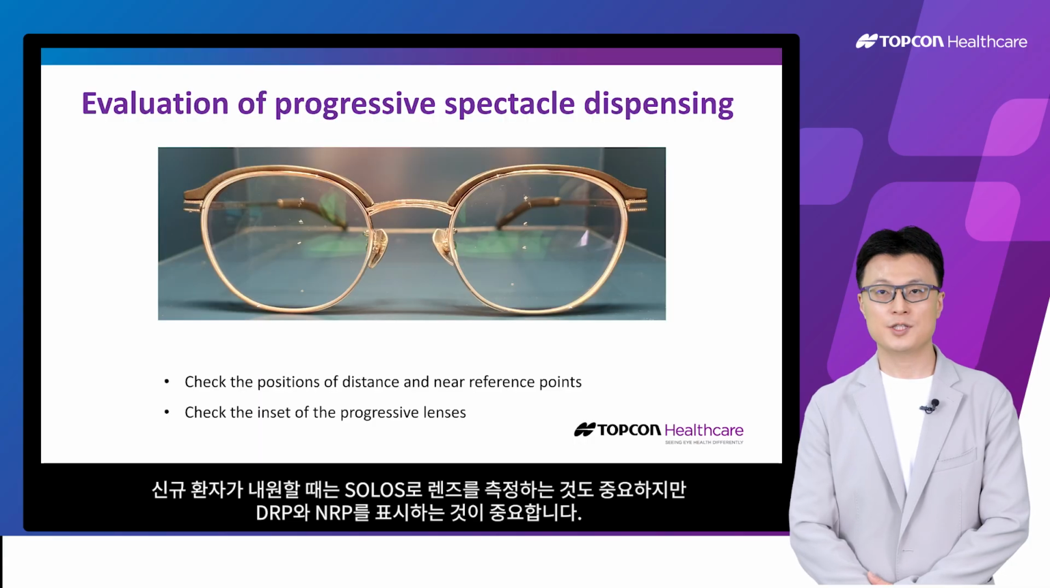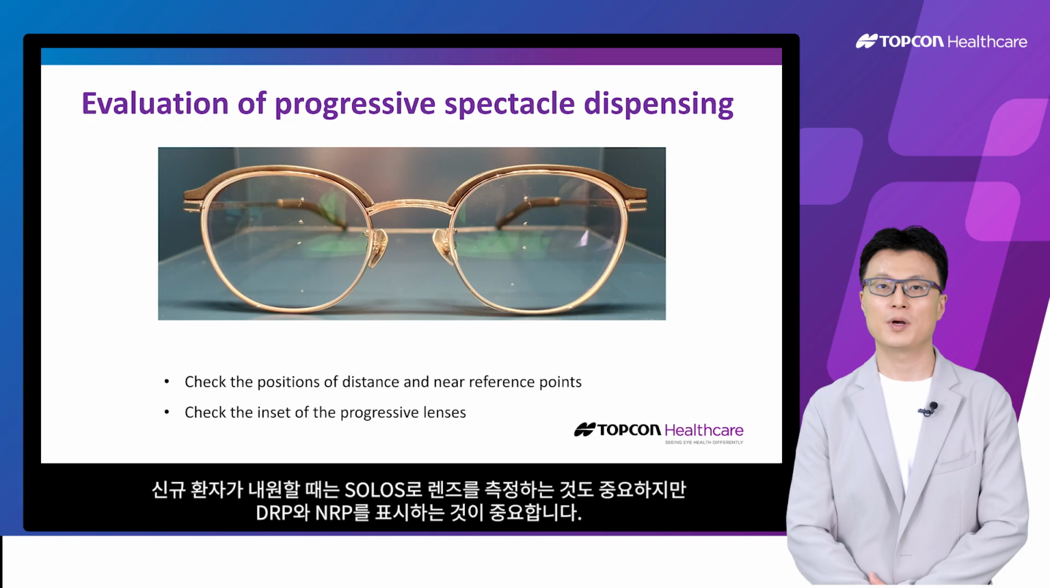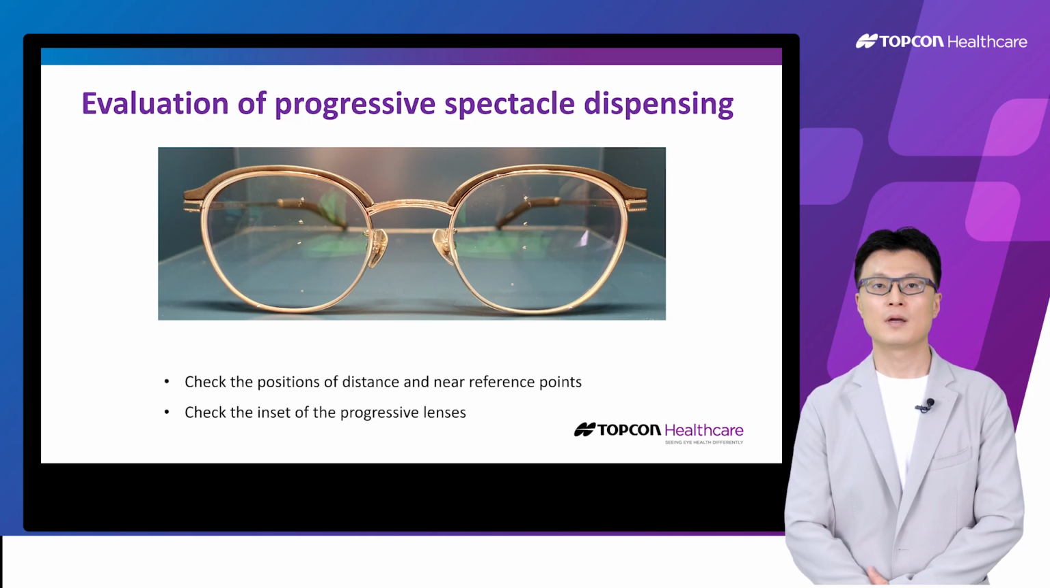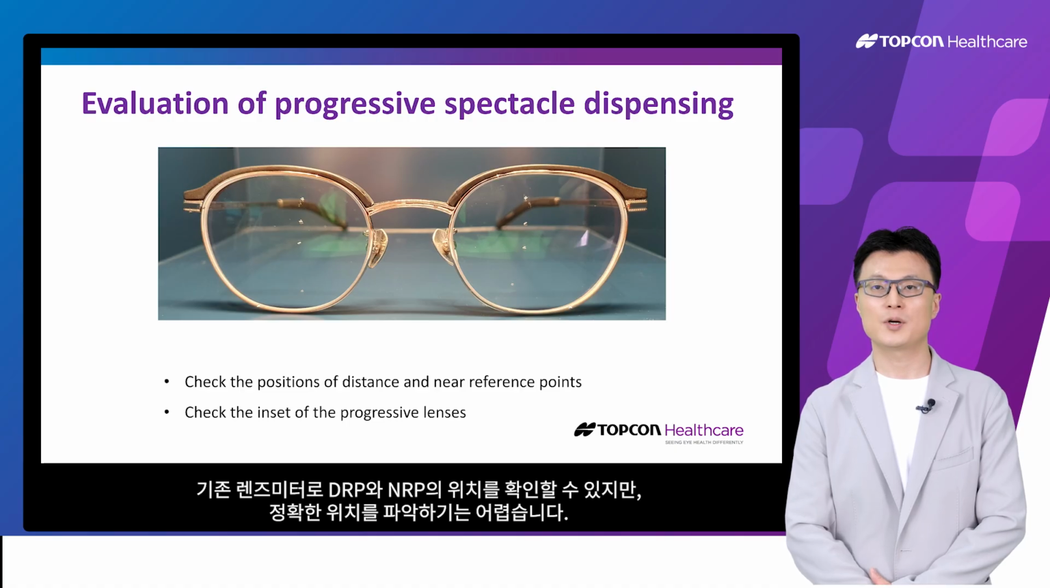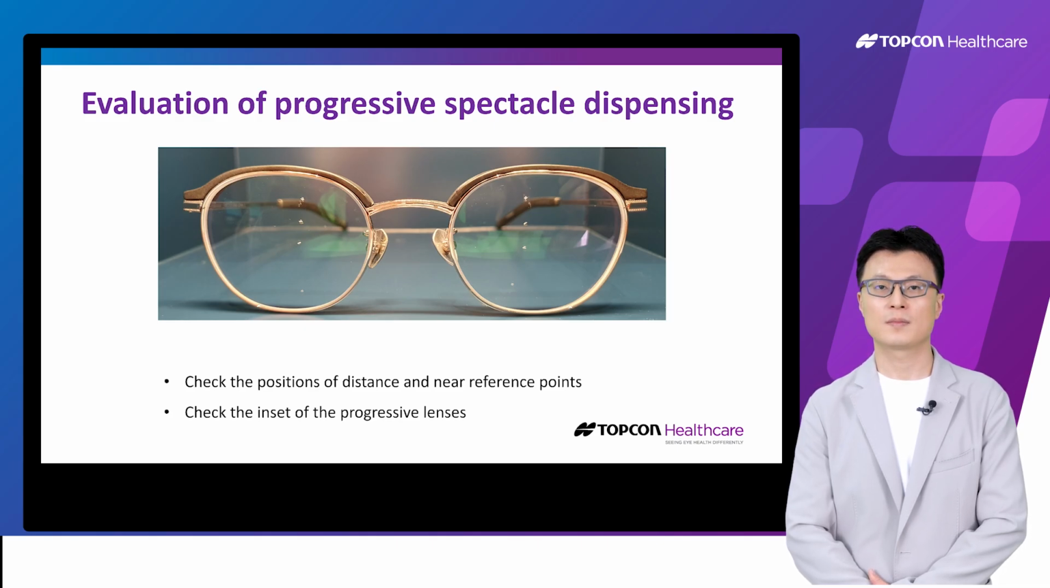When a new patient visits, it's important to mark the distance and near reference points rather than just measuring the lens with the SOLOS. While you can determine the positions of the DRP and NRP with a conventional lens meter, it's difficult to pinpoint the exact locations. Now, take a look at this picture. As you can see, both DRP and NRP are easy to find.